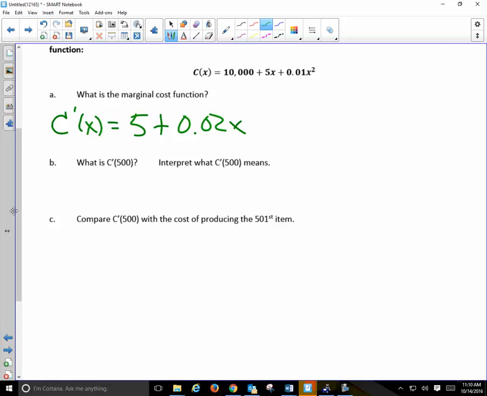How would I figure that out? Plug it in. And C prime of 500 is going to be equal to 5 plus 0.02 times 500, which somebody already calculated is $15 per shoe. Somebody showed out 15 already. So Jonah did.